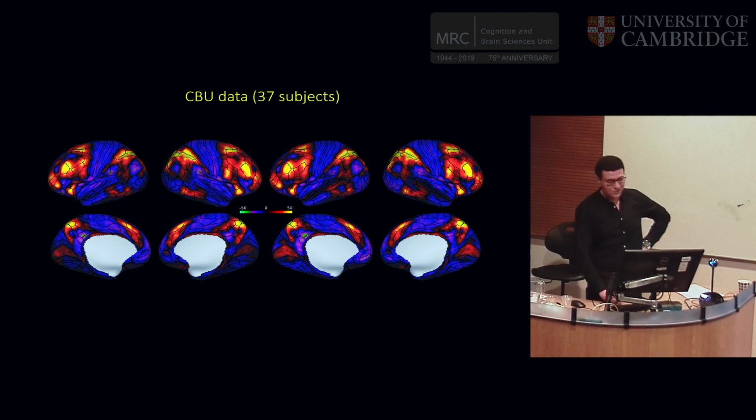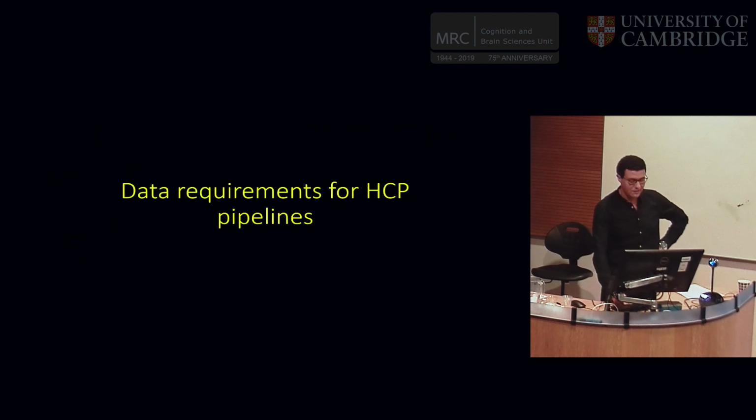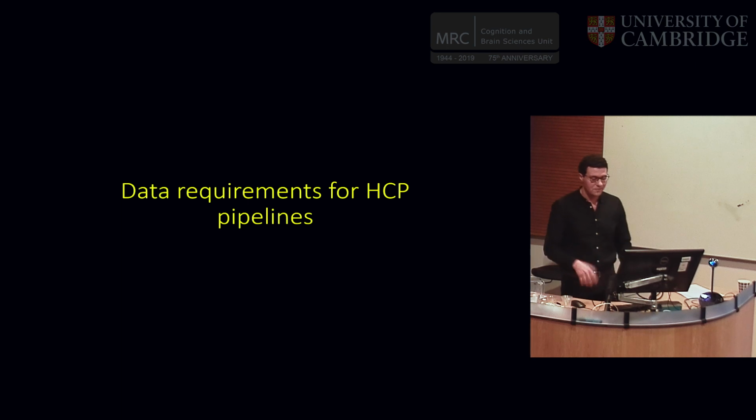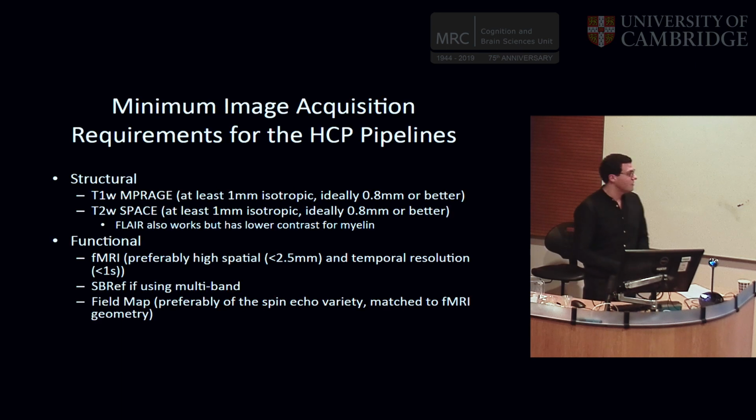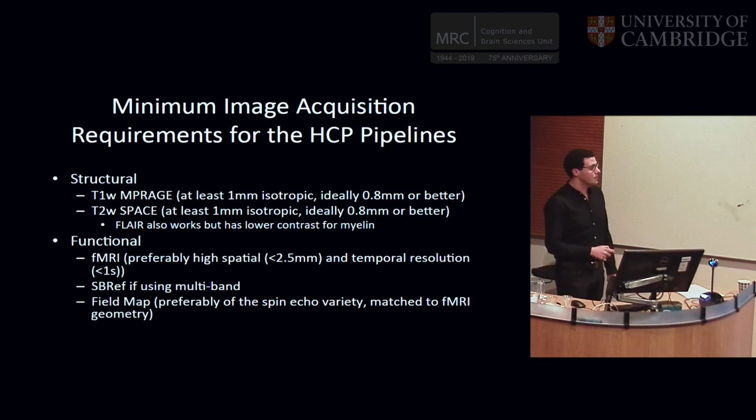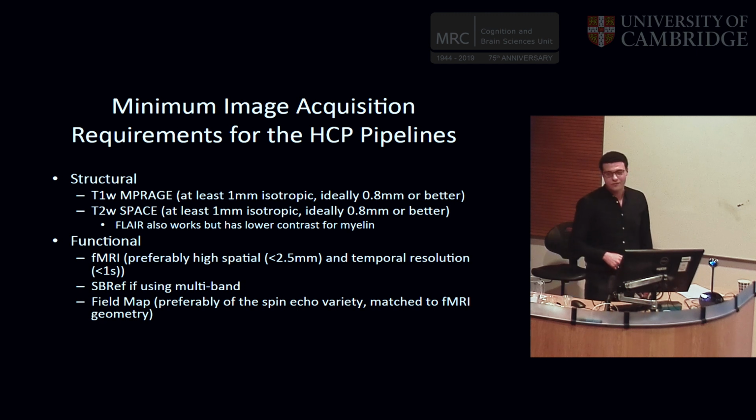Okay. Yeah. So just to wrap up, what are the data requirements for the HCP? Practically, you need 2 structurals, T1 and T2 at 0.8 or less. That takes around 15 minutes, and then you need some functional data, ideally at 2 millimeter, and ideally the TR is less than 1 second. And you should acquire also field maps, and single band reference is already acquired automatically.